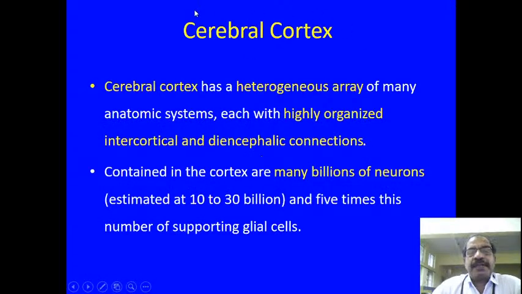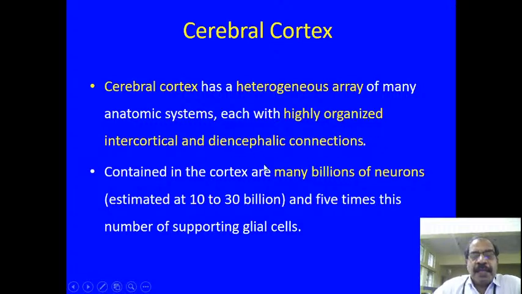So basically, first thing is that the cerebral cortex is not a uniform structure all over the brain. The structure is variable from one part to another part of the brain. So it's heterogeneous, either in its structure or in its functions. And each part of the brain has connections with various other parts of the brain. It may be a connection from one cortex to another cortex of the brain, or a connection of the cortex with the subcortical structures or diencephalic connections.